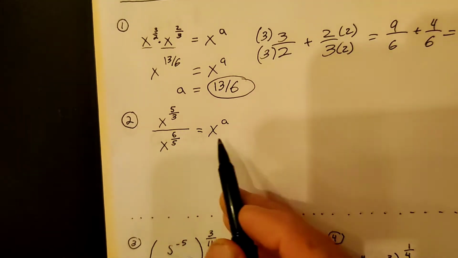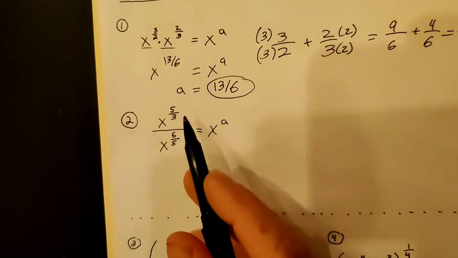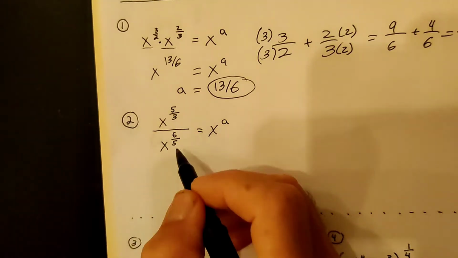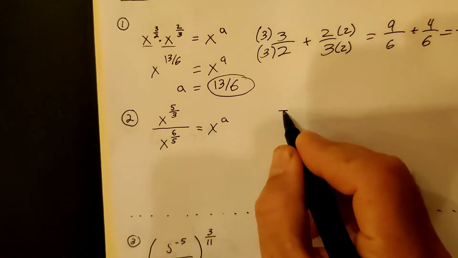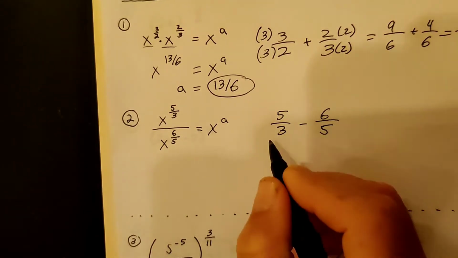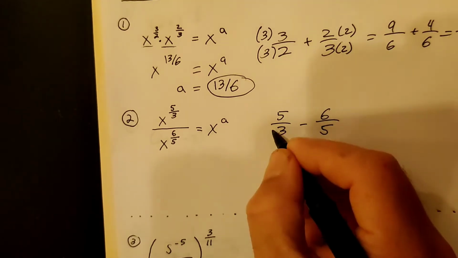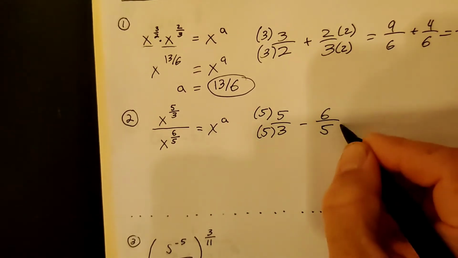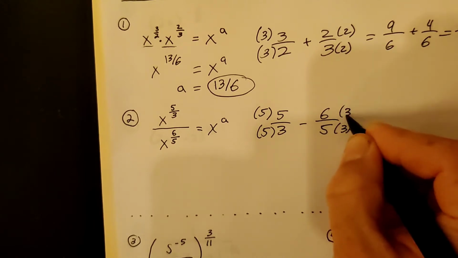We're going to simplify the left side to figure out what a equals, whatever the simplified exponent is. Base divide by base, you subtract. So again, just a mini problem. 5/3 minus 6/5. Easiest way to make a common denominator is just going to be to multiply them by each other. So 5 top bottom, 3 top bottom.